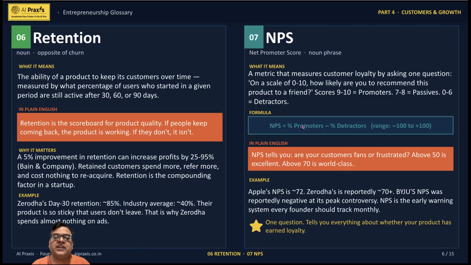Let's look at some benchmarks. Apple is around 72. Great. Zerodha is 70 plus. Some edtech companies, maybe during some controversy, for example, might have got a negative NPS. That means more people are unhappy than happy. So remember one thing, one question can tell you everything about customer loyalty.